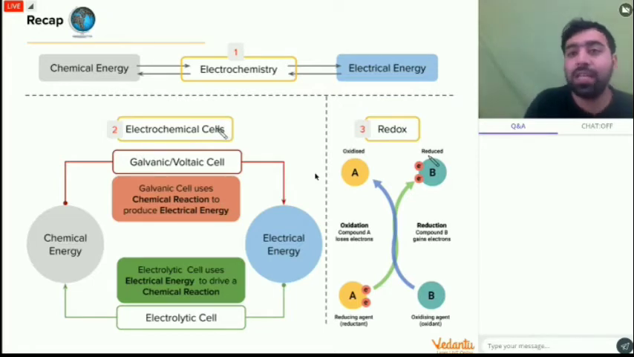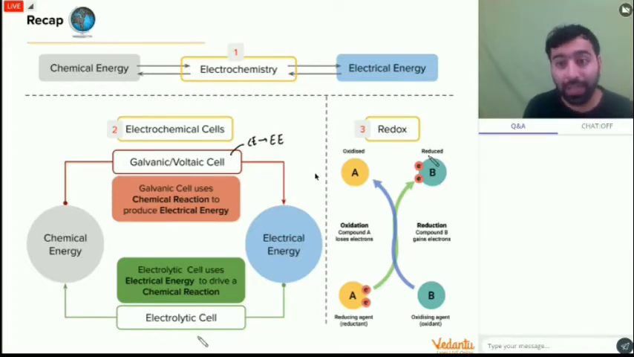Electrochemical cell is the main topic, in that there are two types. One is called a galvanic or voltaic cell, which converts chemical energy to electrical energy. The second cell was the electrolytic cell. This converts electrical energy to chemical energy. So this was the first point which we covered.